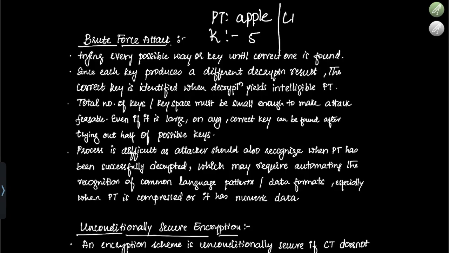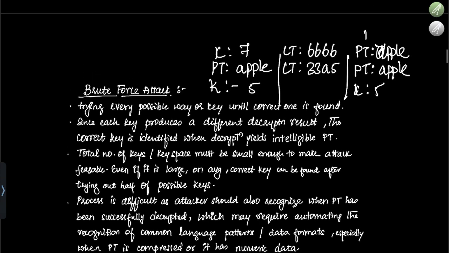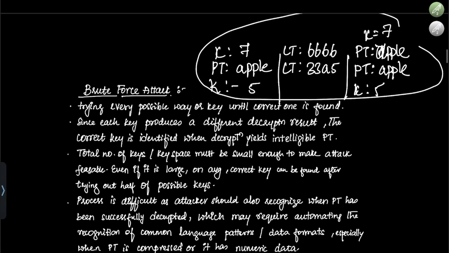Let's say the ciphertext could be 33A5, and here again the plain text obtained would be APPLE, provided that the key value is 5. Suppose for the same text, if I take key value as 7, then the ciphertext would be something else. It could be 6666, and the plain text would be apple only if the key is 7. So I hope you are understanding this logic.